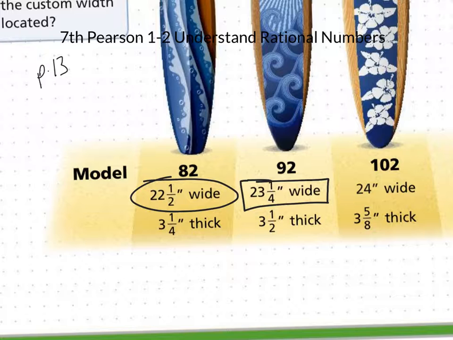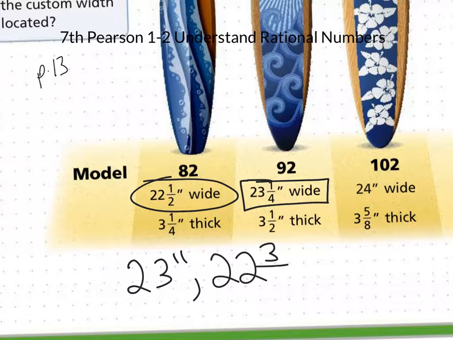So if we think about that, a couple options. One option that would be in between those would be 23 inches. The little 2 marks there indicate inches. 1 mark would indicate that it's feet. 22 3/4 was another option that we came up with here. Another option would be 23 1/8 inches.